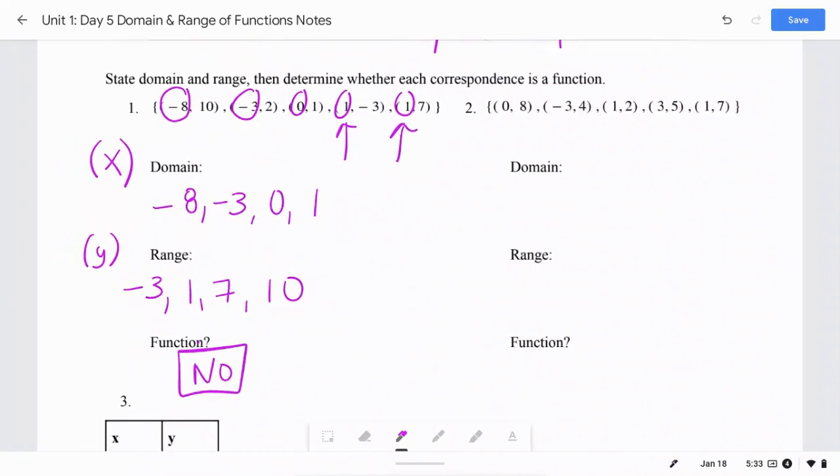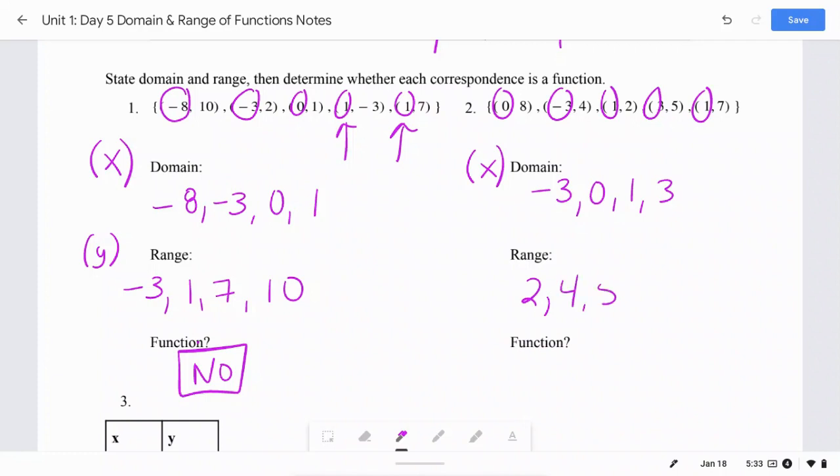Let's try example 2 the same way. We're going to put the x values in order for the domain from smallest to largest. So I'm just going to look at the x values only. So -3 would be the smallest one, then 0, then +1, then +3. The range, we're going to put the y values in order next. So +2 would come first, then +4, then 5, then 7, then 8. And then again, the x values are repeating. The 1s repeat, so this would not be a function.